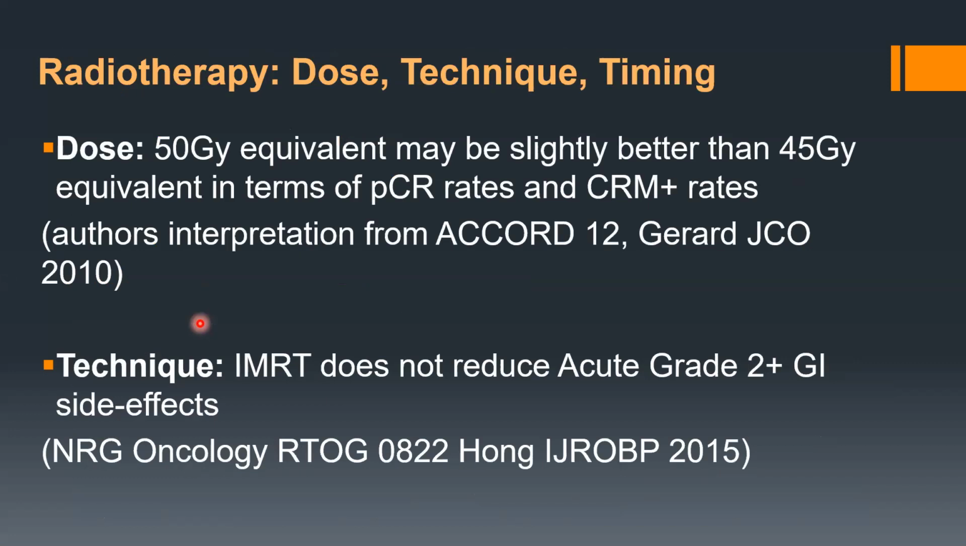What about radiotherapy dose, technique, and timing? 50 Gray was shown to be maybe slightly better than 45 Gray in terms of pCR rates and the CRM positivity rates. These are secondary interpretations from the ACCORD 12 study published by Gerard in JCO 2010. And there has been an NRG Oncology study, the RTOG 0822, which compared IMRT versus 3D conformal radiotherapy in rectal cancer. And this study unfortunately showed that IMRT does not reduce acute grade 2 toxic GI side effects compared to 3D conformal radiotherapy.